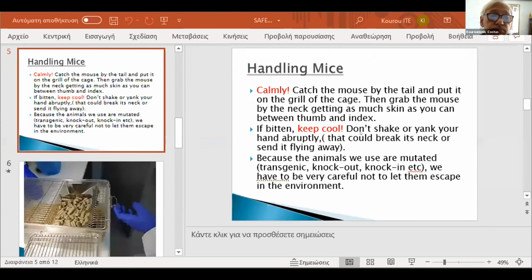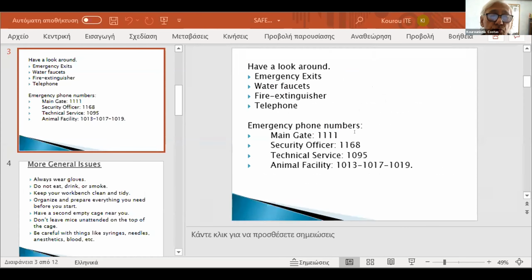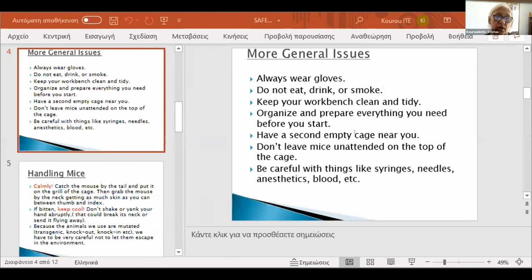Now, for some more general issues that apply in the animal facility and in laboratories in general. Always wear gloves. Of course, don't eat, drink, or smoke in the animal facility. Try and keep your workbench clean and tidy. That will help you, so you won't have to, let's say, chase a mouse between little bottles and boxes if it escapes.